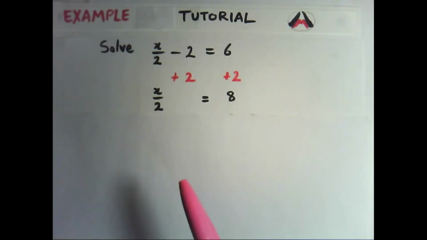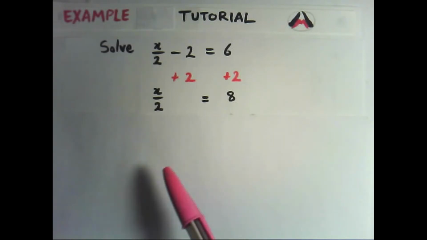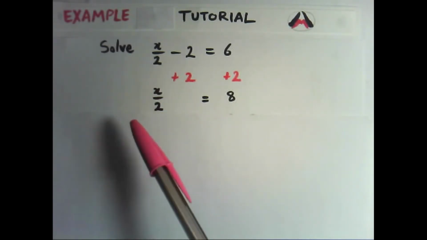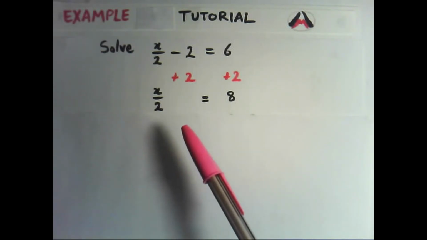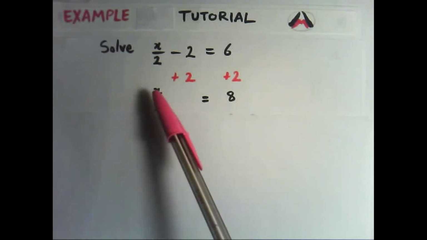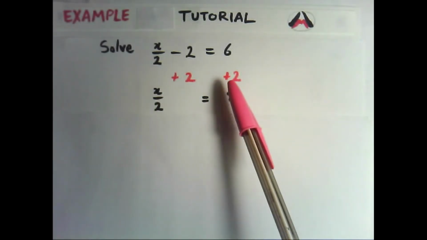So what we could do is we could multiply both sides by 2, because at the moment x is being divided by 2, so the opposite or the inverse of dividing by 2 is to multiply by 2. And if we multiply the left-hand side by 2, we also need to multiply the right-hand by 2.